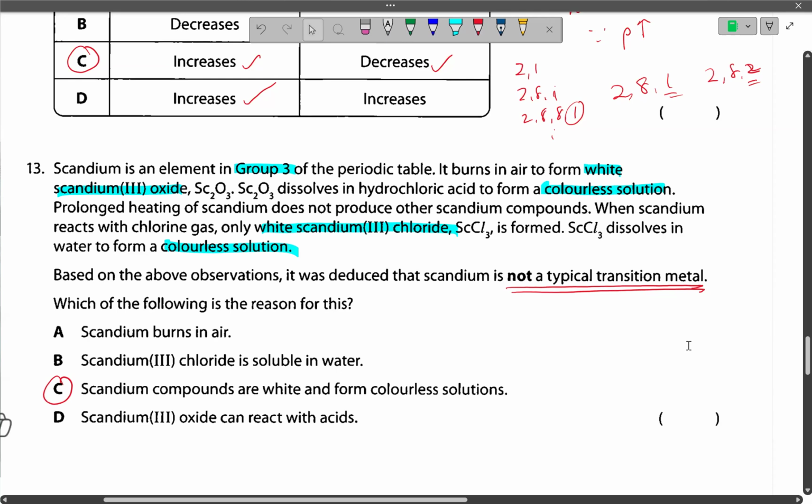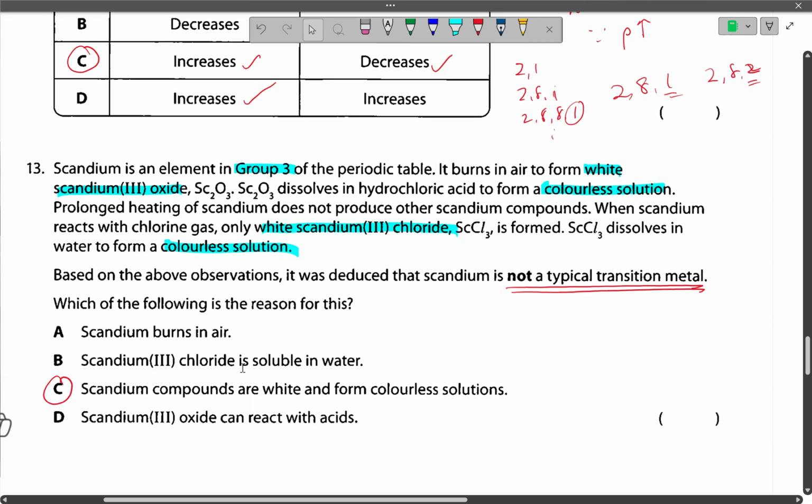Because if it can form 2 oxidation states, then it is already a transition metal. But down here it only shows me 1. Anyway, it's not part of the answer. If we conclude that scandium has only 1 oxidation state, 3+, then that is also not typical of a transition metal. But down here, that's not an option.